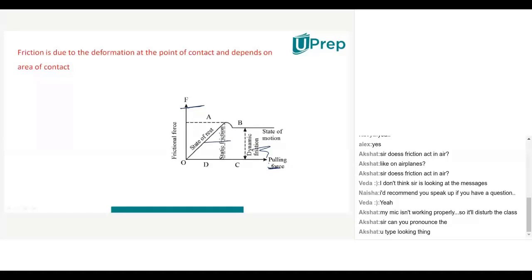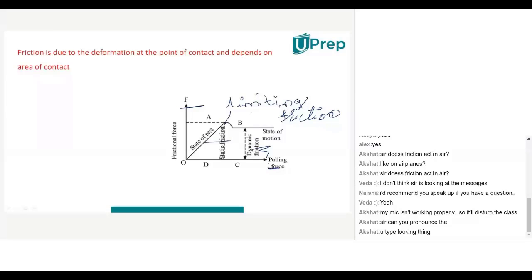And if you observe the graph here, the state of rest is there. For the state of rest, if you go on increasing the force, the frictional force also will increase, up to a maximum value, and this maximum value will be known as what? Anybody tell me? Limiting friction. Very good. It is called limiting friction.